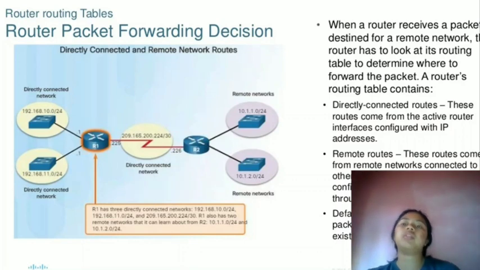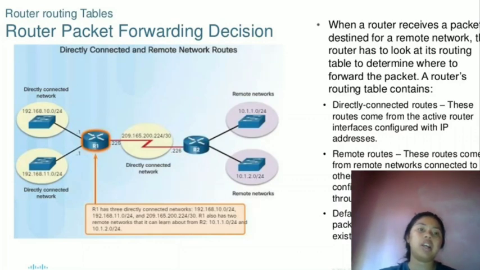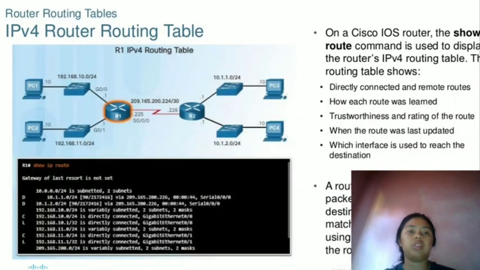Router packet forwarding decision. When a router receives a packet destined for a remote network, the router has to look at its own routing table to determine where to forward the packet. The router's routing table contains directly connected routes, remote routes, and a default route. Router routing table: R1 will be the example router.